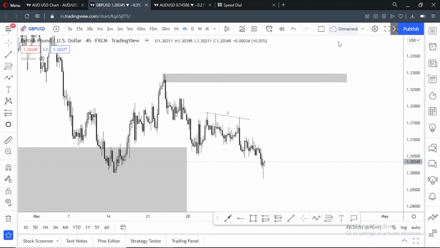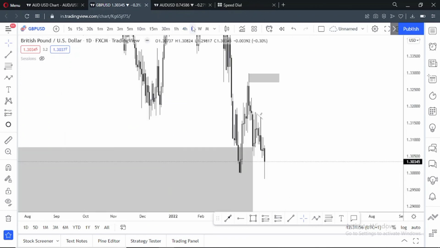So yeah, that's pretty much my trade forecast across the four major pairs.